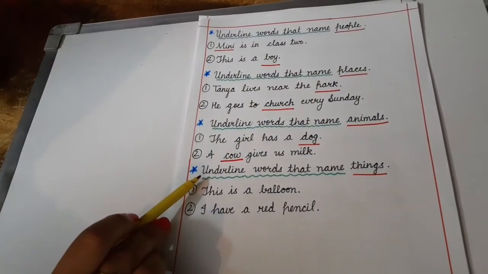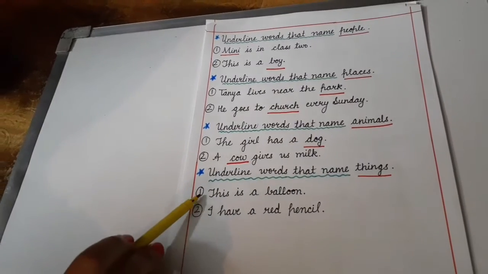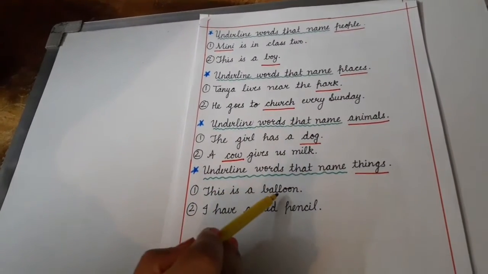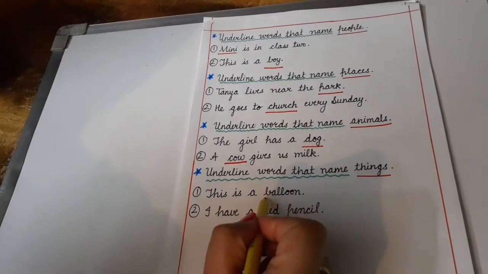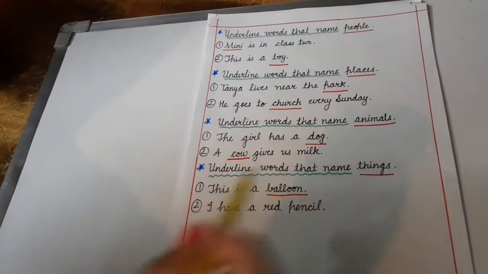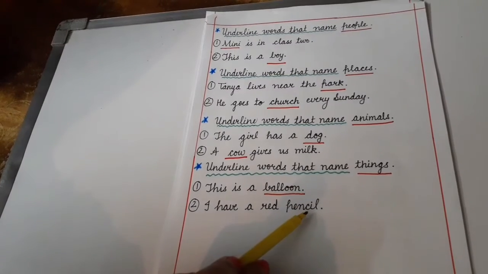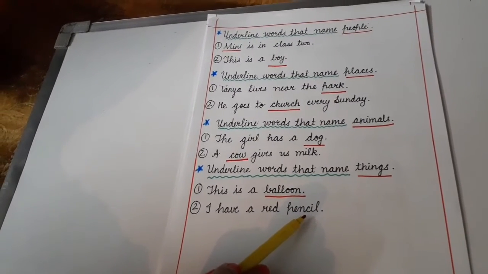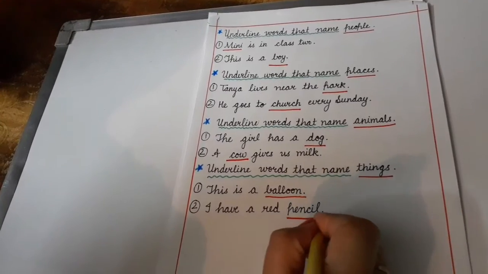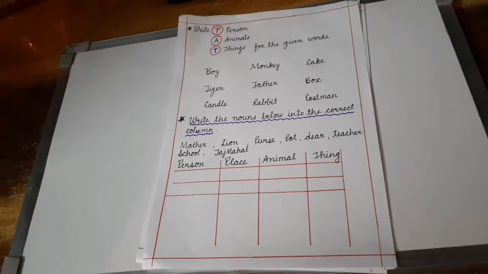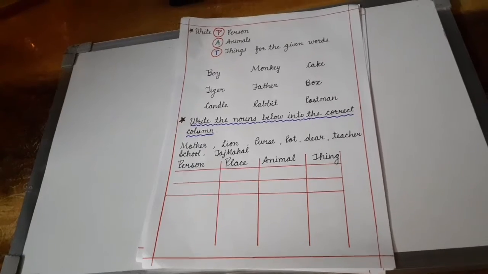Next, underline words that name things. First, this is a balloon. Balloon is a thing. Let's underline balloon. Second, I have a red pencil. Pencil is a name of a thing. So let's underline pencil. So more and more exercises make a man perfect.